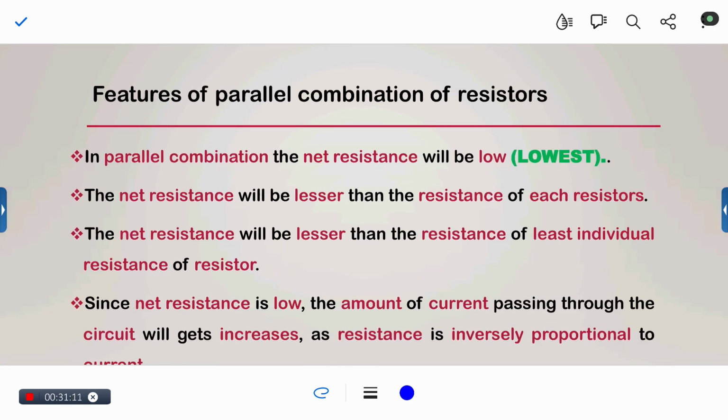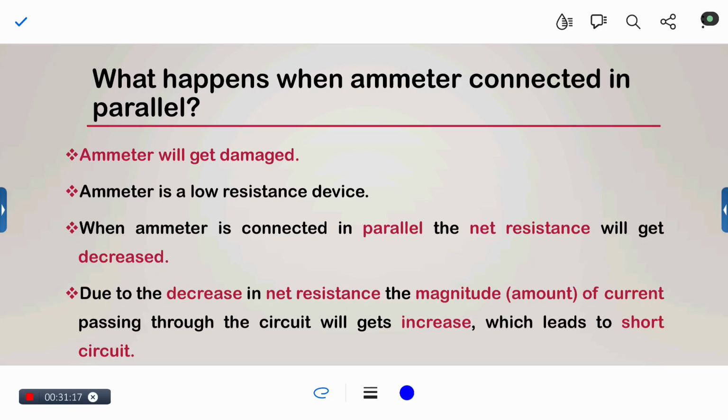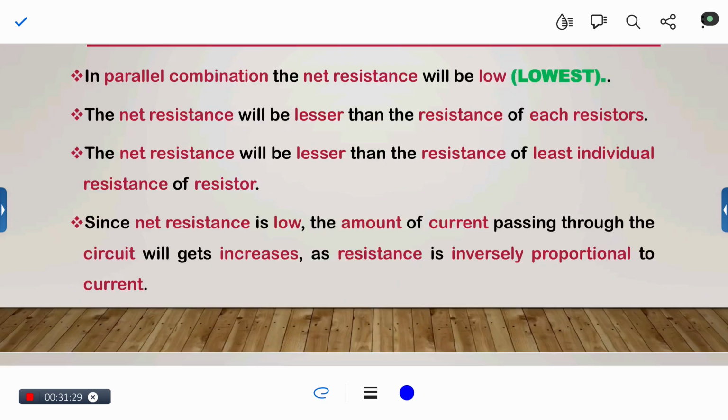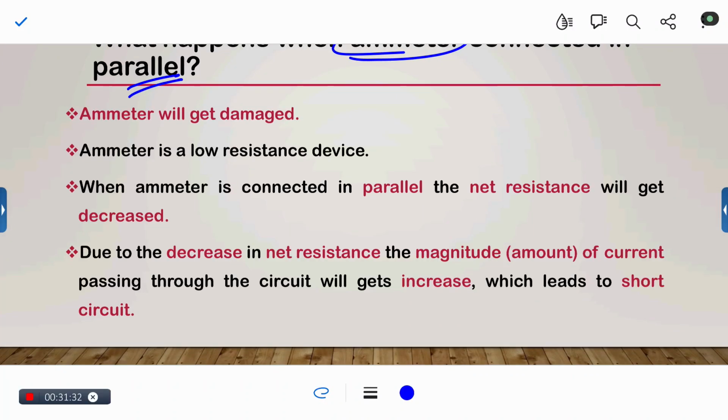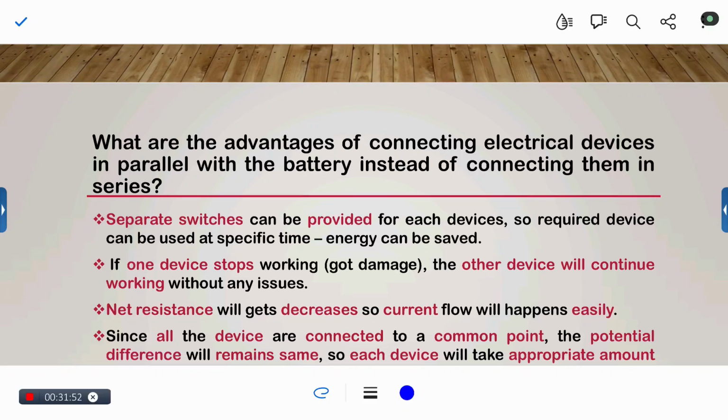So all the conditions are given, just refer to them at the end. Now, in the previous topics, it said what happens if an ammeter is connected in parallel. If you connect devices in parallel, what will happen to the net resistance? The net resistance will decrease. Due to the decrease in net resistance, the ammeter will get damaged. Why? Because of a short circuit. The reason: in a parallel combination, the net resistance decreases, more current passes through the circuit, and because of this the ammeter will get damaged.